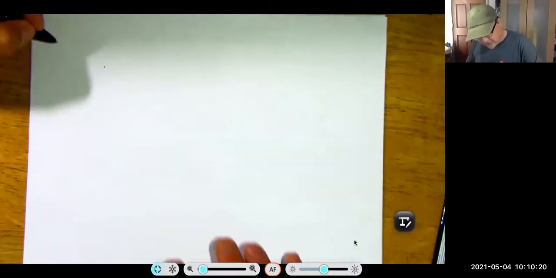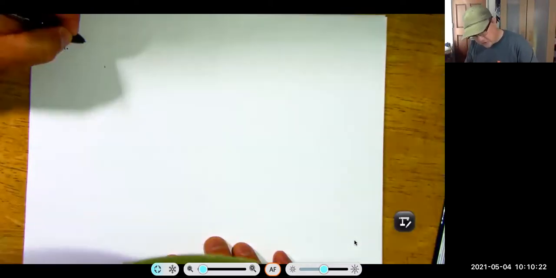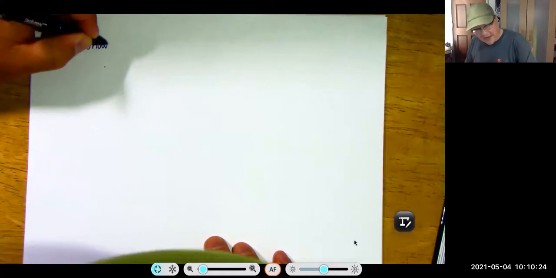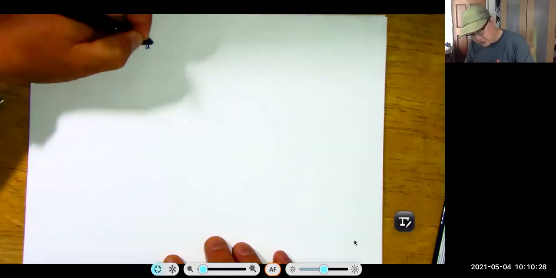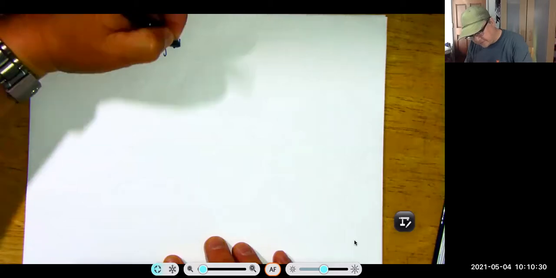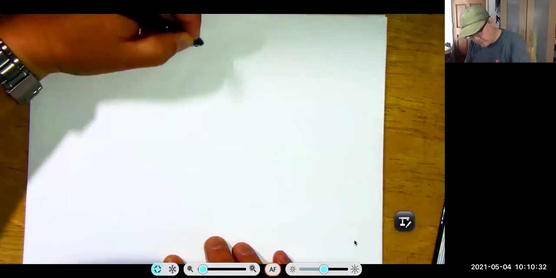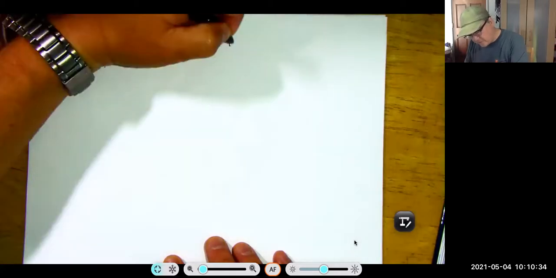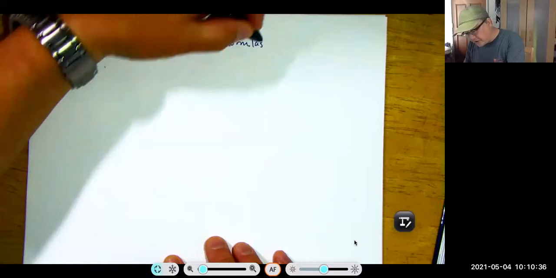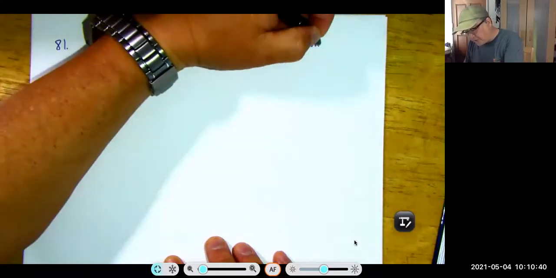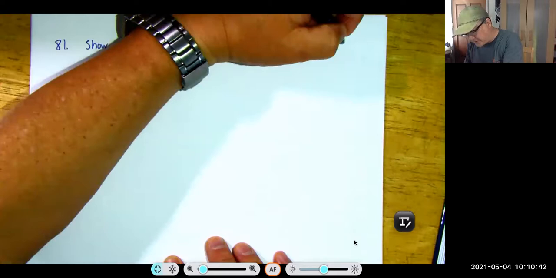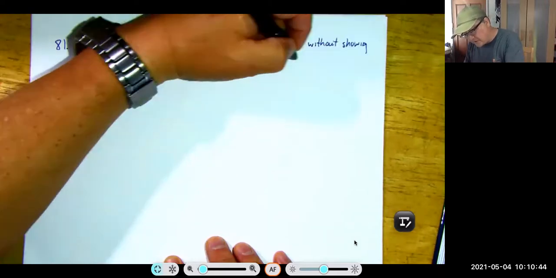Okay, so 81, show reactions using structural formulas. So this is basically a Lewis structure without showing the lone pairs.